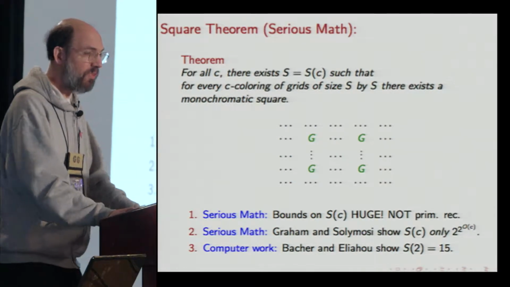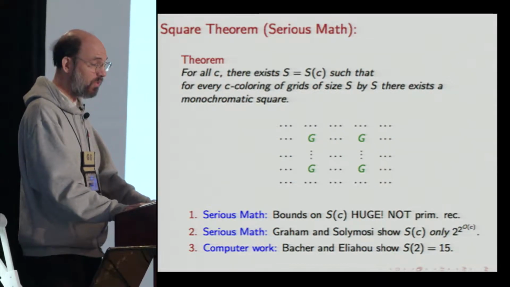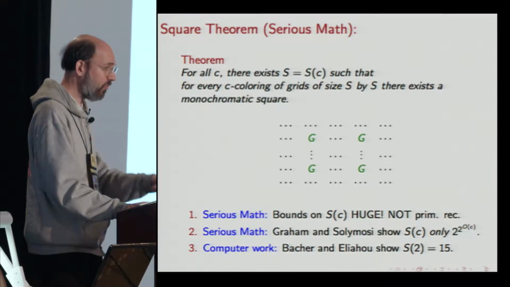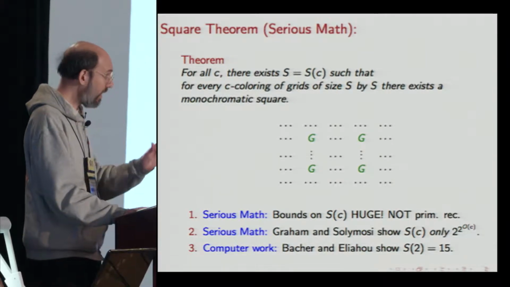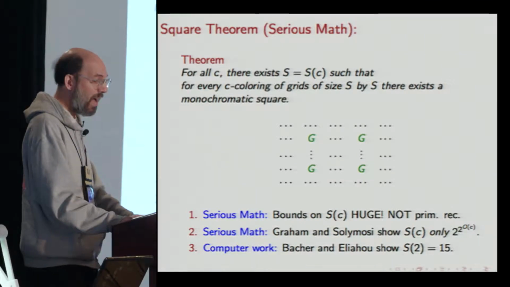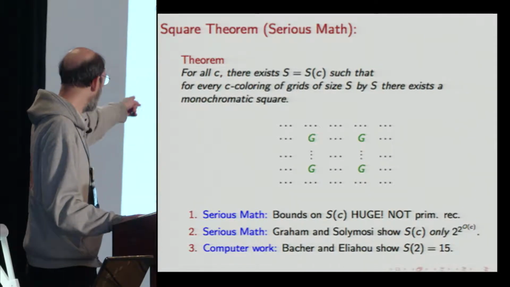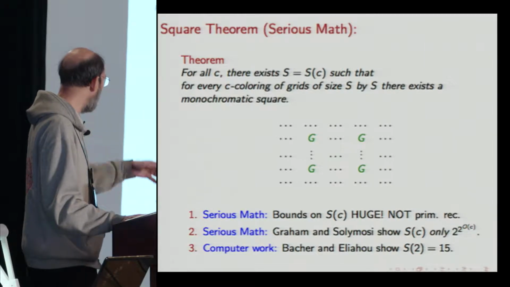First off, here's the square theorem from so-called serious math. There's a large number. For any number c, say 2, 3, whatever, there's a number s, quite large probably, so that no matter how you c-color the s by s grid, you're guaranteed a monochromatic square, as written there. So that's green: G, G, G, G, all green.